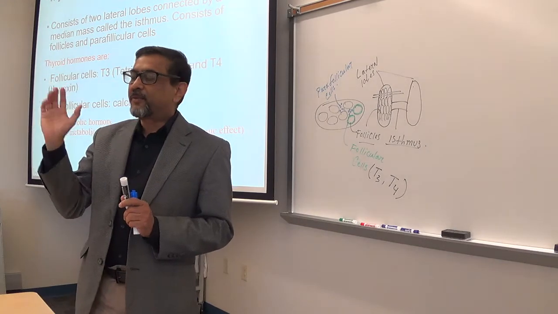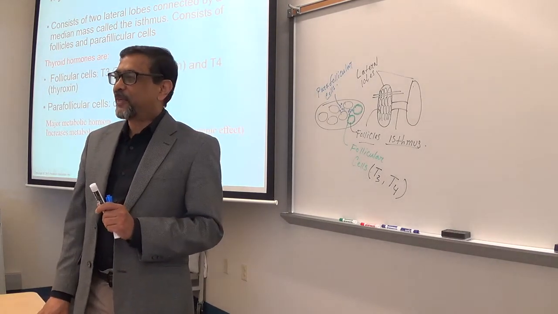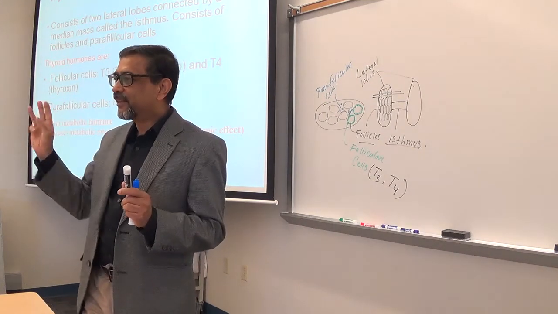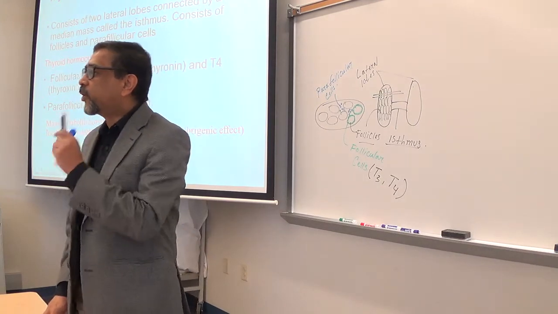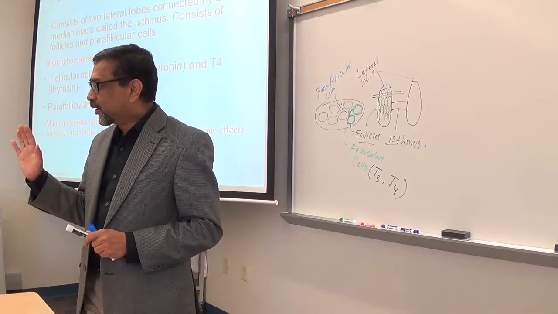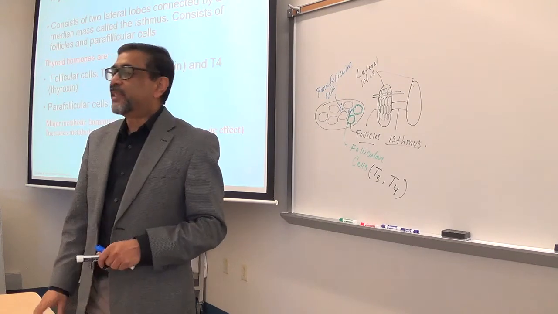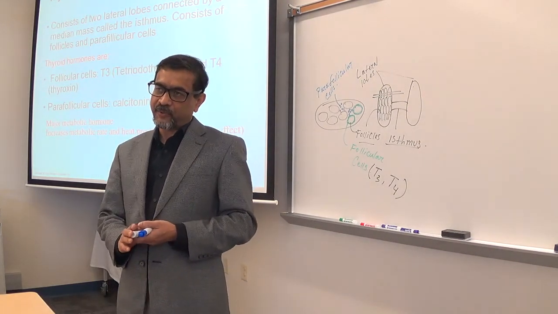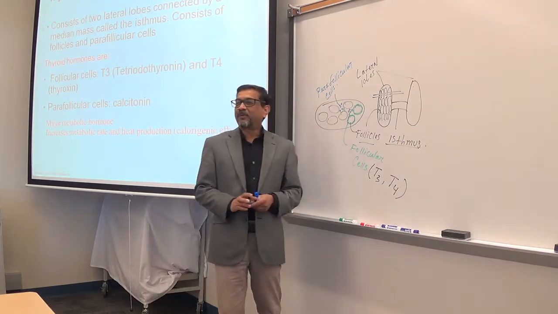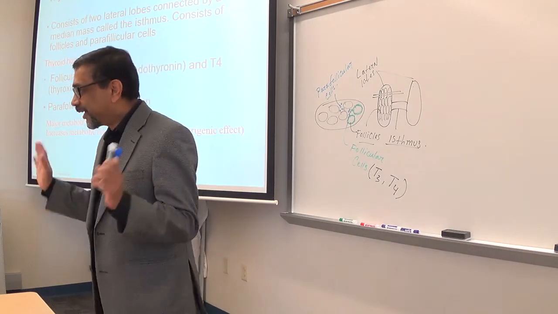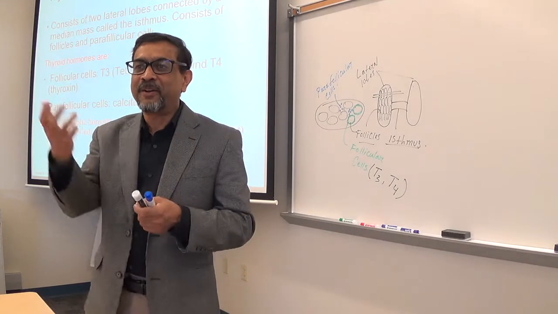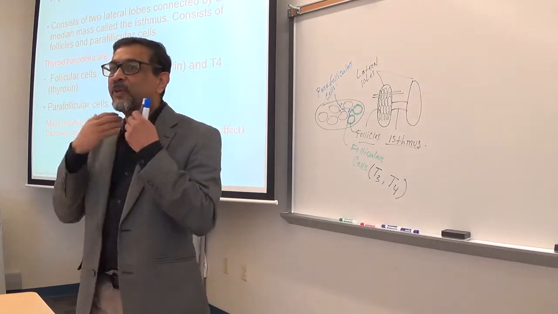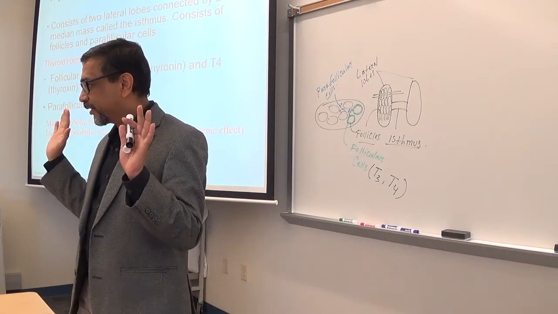Now if I ask you, how many iodine atoms are present in triiodothyronine? Its name is telling you: triiodo means 3 iodine atoms. And in tetraiodothyronine, which is T4, tetra means 4. So in T3 you have 3 iodine atoms, and in T4 you have 4 iodine atoms. So you need iodine for T3 and T4. That's why iodized salt is important. Your body needs iodine to produce thyroid hormones, T3 and T4.